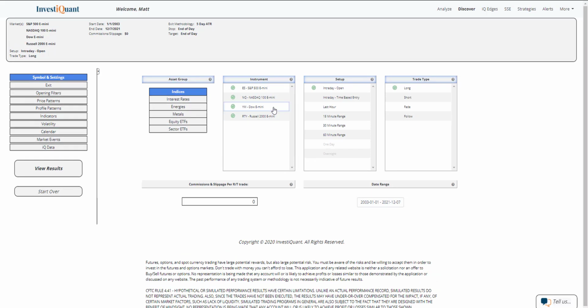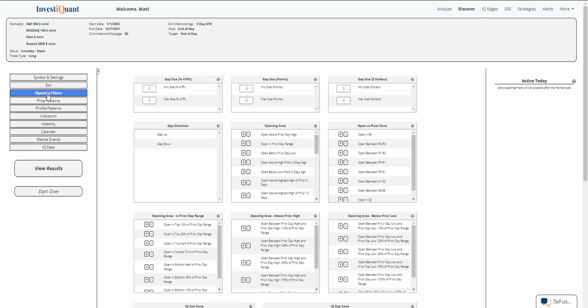I'm going to grab all four instruments. Setup will be based upon entering the market long at the open of regular trading hours, which is 9:30 a.m. Eastern Time. The exit's set to 4:15 p.m. Eastern Time, and we are currently trading above the prior session high of day. So I'm going to go into the opening filters, opening area. I'm going to hit equals next to open above prior day high. So I've got that added here.